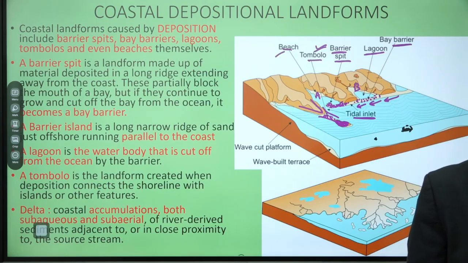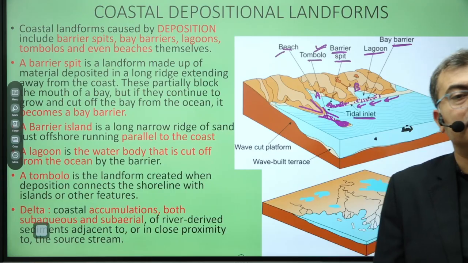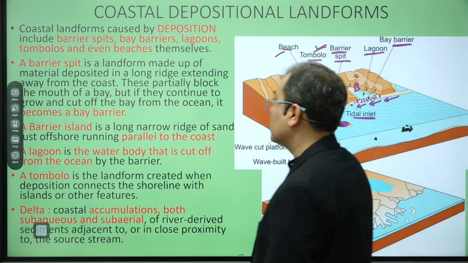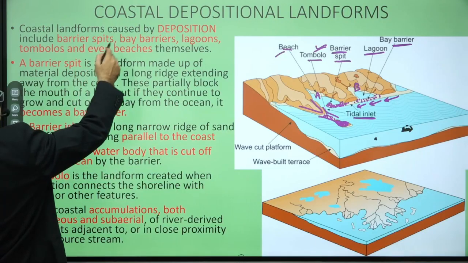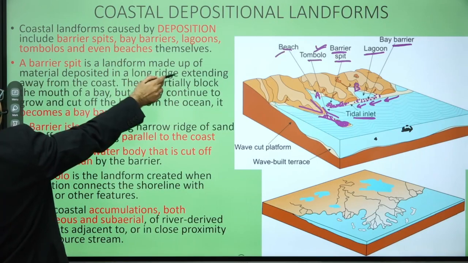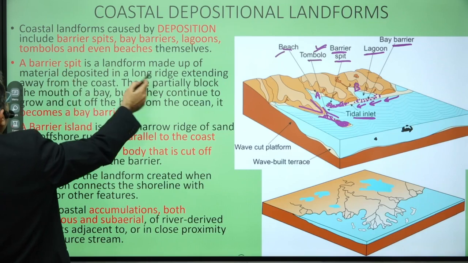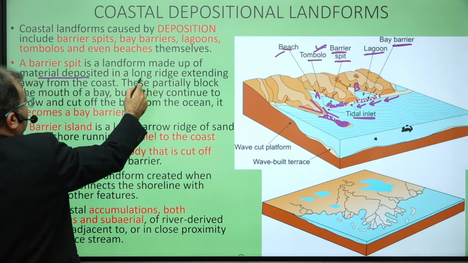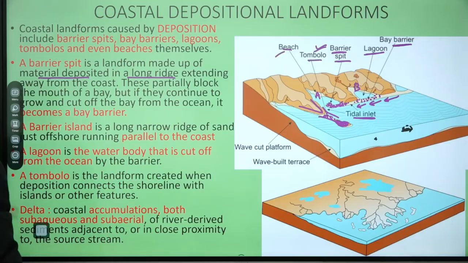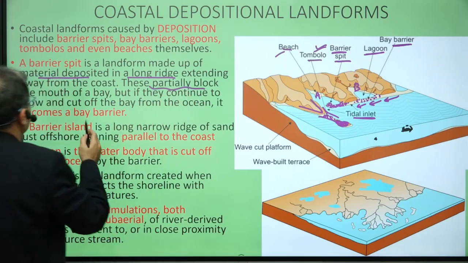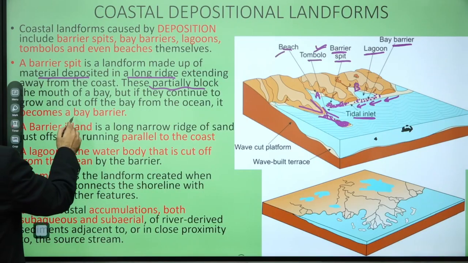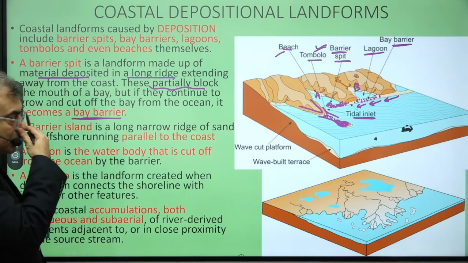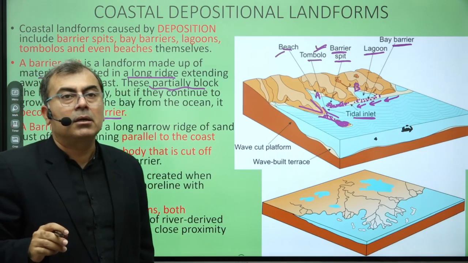So longshore drift is flowing parallel to it. It is carrying the sediments, and wherever it finds obstructions, वो धीरे धीरे block हो जाएंगे. Deposition includes barrier spits, bay barriers, lagoons, tombolos, and even beaches. A barrier spit is a landform made up of material deposited along a long ridge away from the coast. They may partially block the mouth, but if they continue to grow and cut off the bay, they will become barriers. So initially they will be just barrier spit, not a full thing.